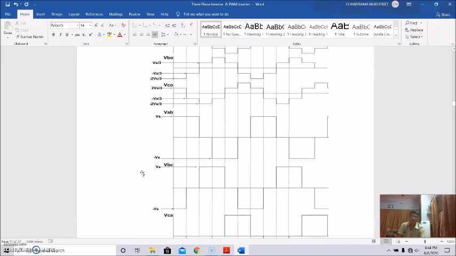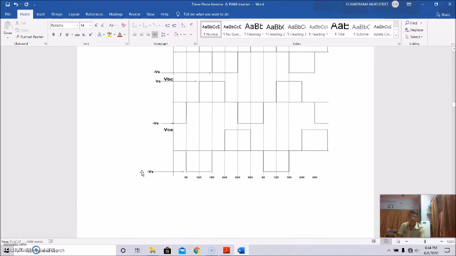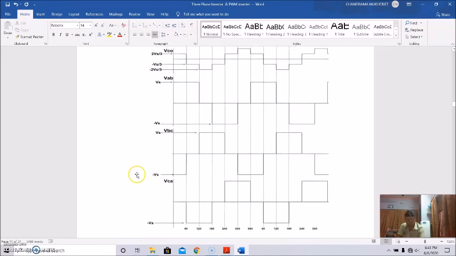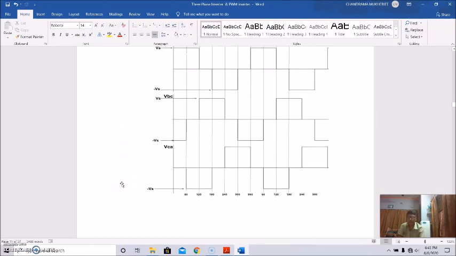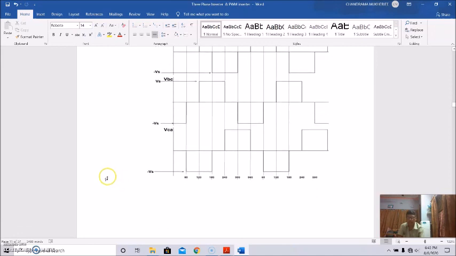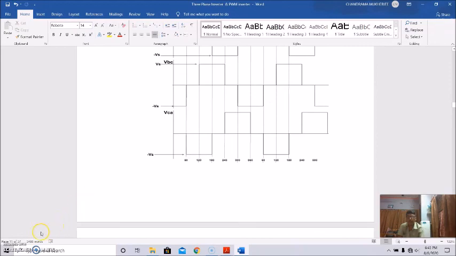With this, we'll complete today's discussion. We have discussed so far the parallel commutated inverters and 3-phase inverters, and how they operate. There are 2 modes of operation, 180 degree and 120 degree. Today we have covered up to the 180 degree mode of conduction. In the next class we will discuss the 120 degree mode of conduction. Okay, thank you.